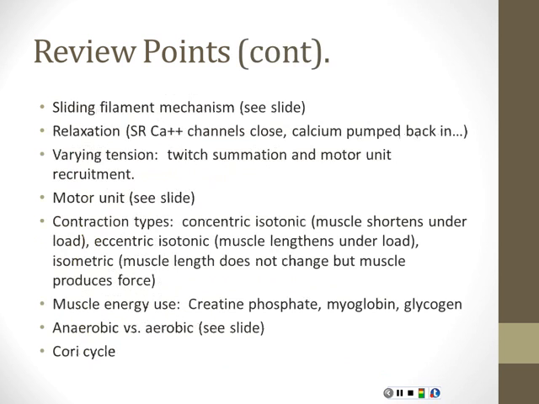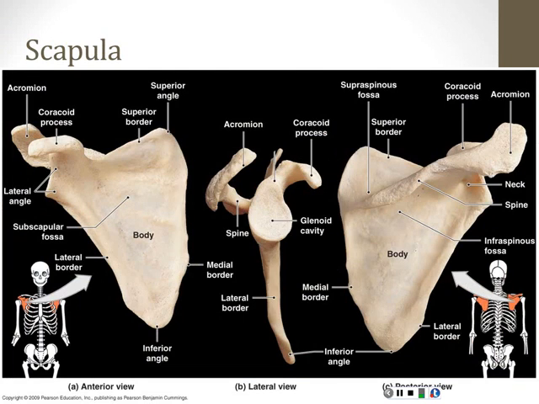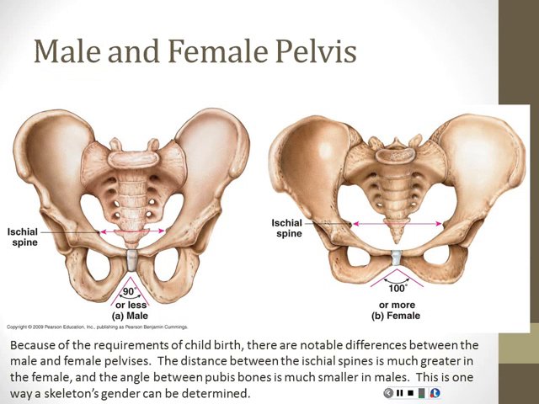You should be able to tell the difference between male and female pelvises. So some key differences. The angle between the pubic rami here, in males it's less than 90 degrees. In females it's greater than 100 usually. So it's obtuse angle versus acute angle. The distance between the ischial spines is much smaller in the male than it is in the female. The male pelvis is sort of heart-shaped, and the female pelvis is sort of oval.